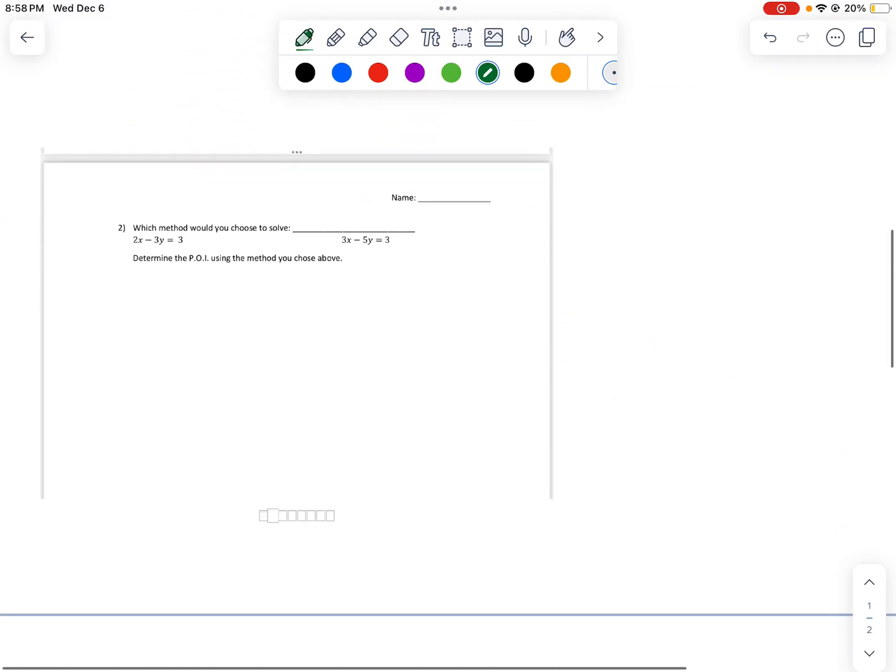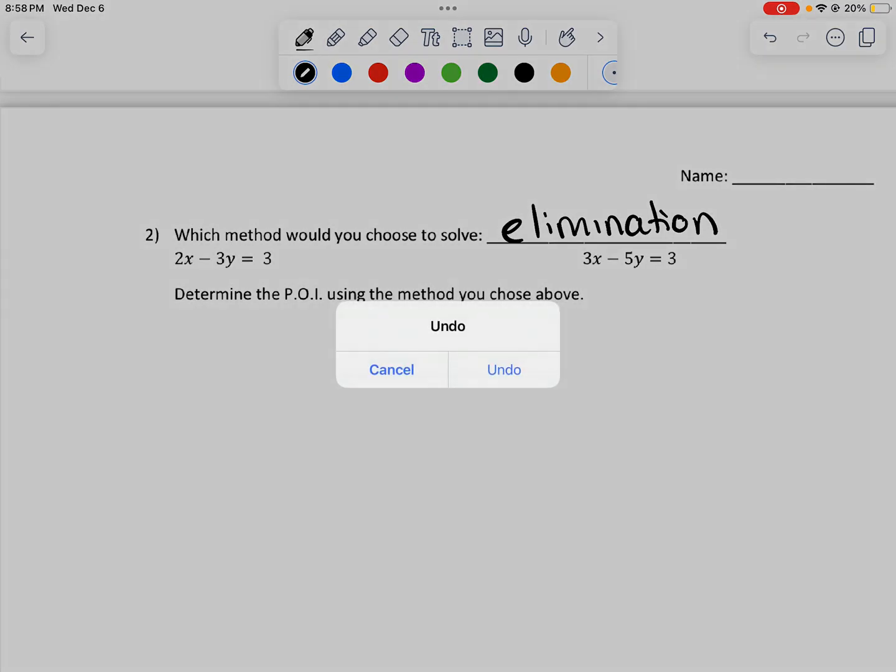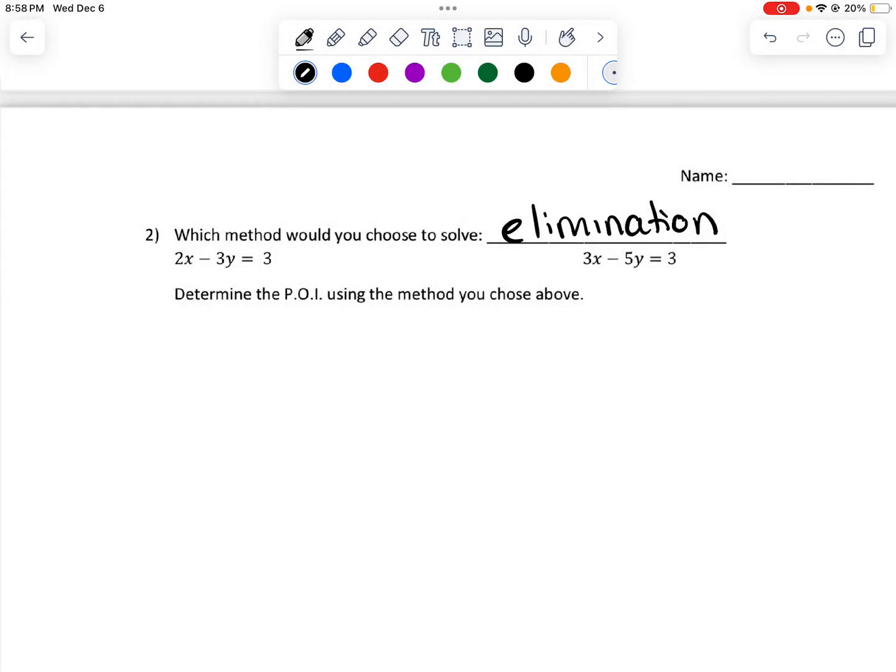Question 2. Which method would you choose to solve? For this one, I'm going to use elimination. The reason I'm thinking elimination is because see how my x and my y here have a number in front of them, a coefficient, and same with this one. Everything has a coefficient. For substitution, you want to isolate a variable, and that looks like it might be hard in this case. So I think elimination would be better.